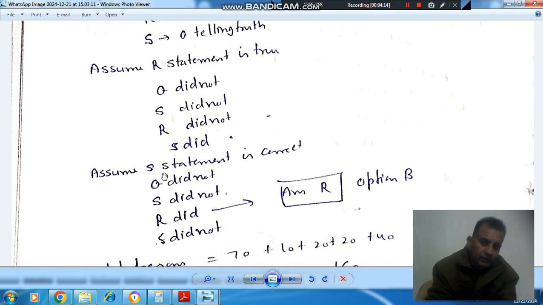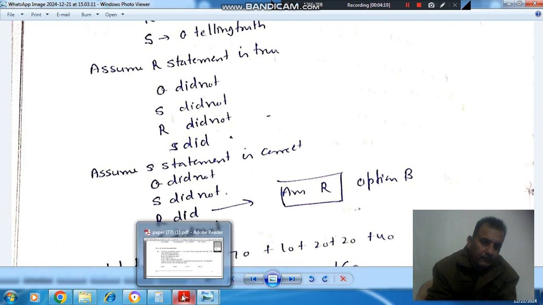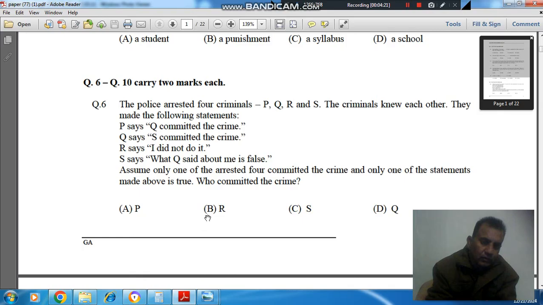So the statement of S is correct and R is the main criminal. So the answer is option B.